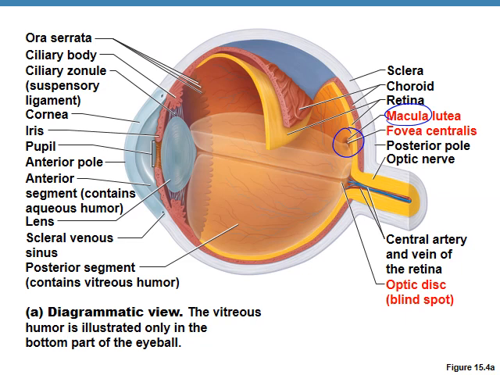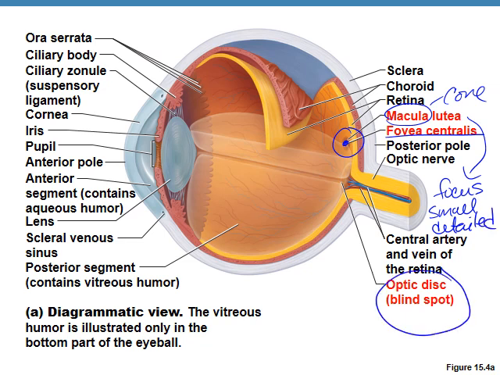Here's the area that has lots of cones in it. Here's the fovea centralis. So this is the area that we're going to focus the light when we're trying to do small, detailed work. There's also something I want to show you, the optic disc, sometimes called the blind spot. So you see how all of the yellow is retina, but you see how there's no retina right here in that spot? That's called the blind spot.